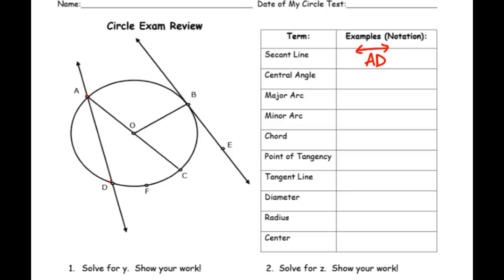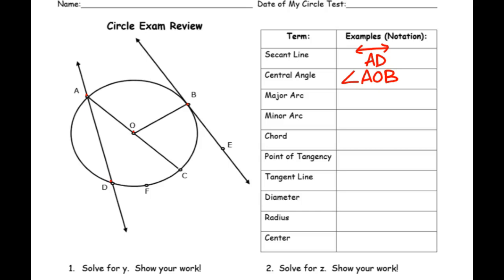A central angle, one example, would be from A to O to B, where the vertex is the angle in the center, the central angle. So we have to put angle sign AOB. The middle letter is the vertex.